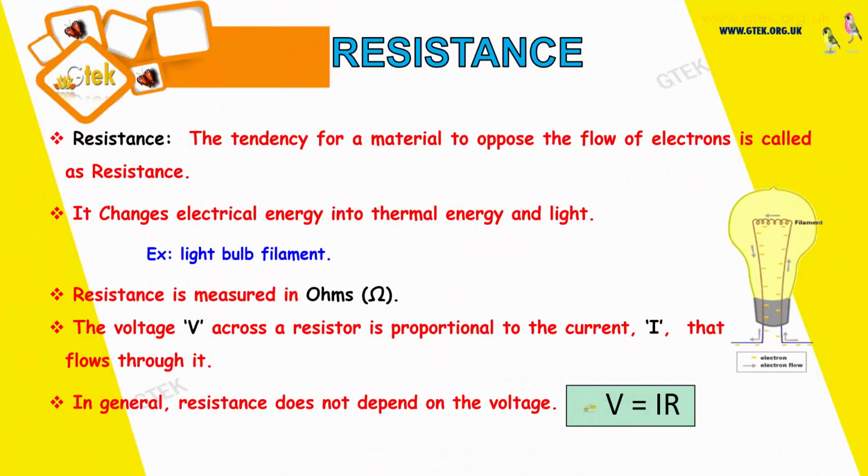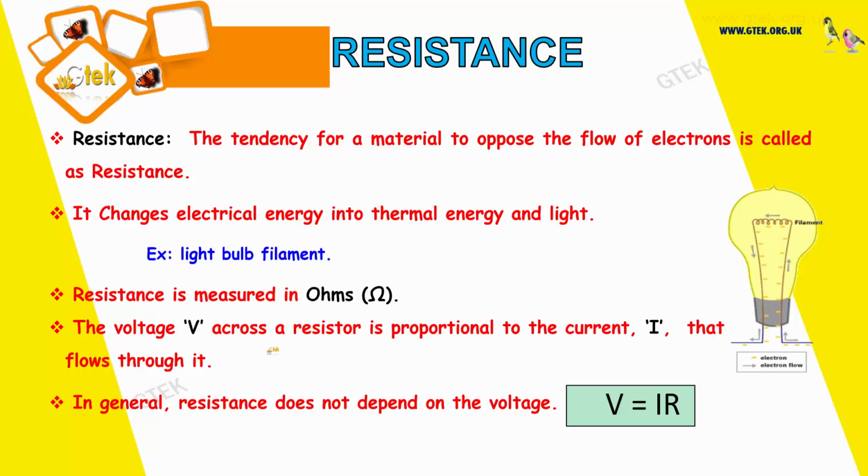Now let's see about resistance. So what is resistance? Resistance is nothing but the tendency for a material to oppose the flow of electrons. Resistance tends to change electrical energy into thermal energy and light. The example is a light bulb filament. You can see the light bulb filament. And resistance is measured in ohms. The symbol for ohms is represented in this manner.